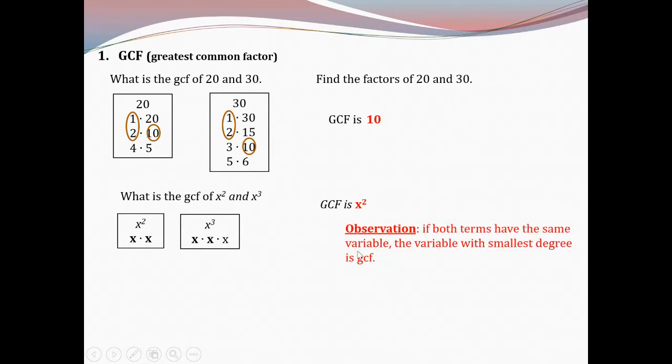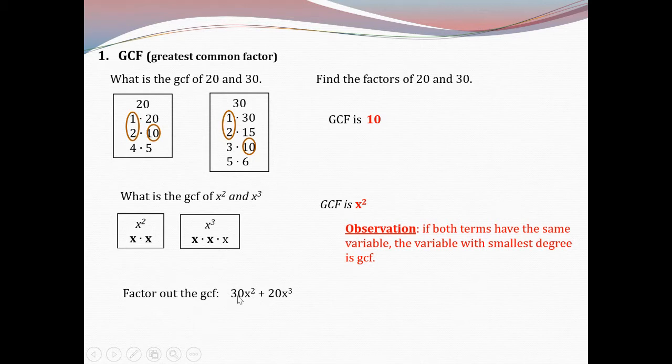Okay, now observation. If both terms have the same variable, which means the same letter, the variable with the smallest degree is the GCF, which means the variable with the smallest power will be the GCF. That's like an observation. Okay, now this is doing step 1.